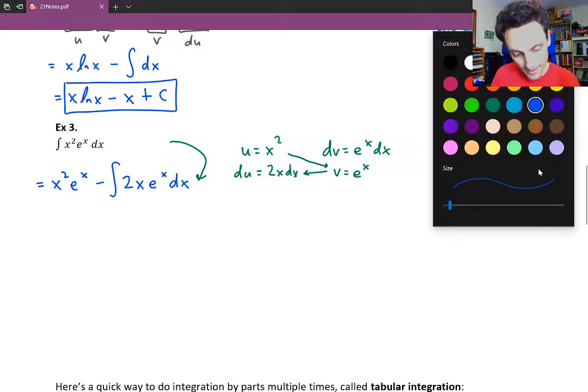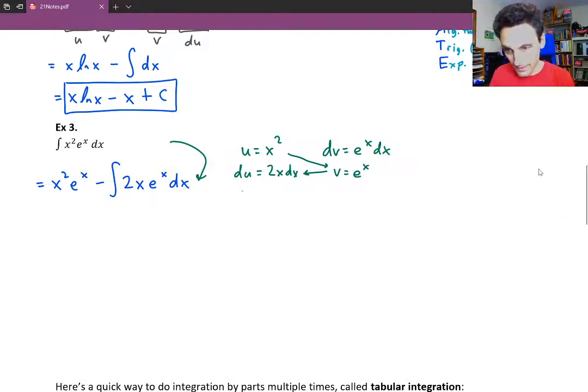Let's do that off to the side. We're going to let u equal 2x. The dv will equal all the rest, e to the x dx. So we have du equals 2 dx, v equals e to the x.